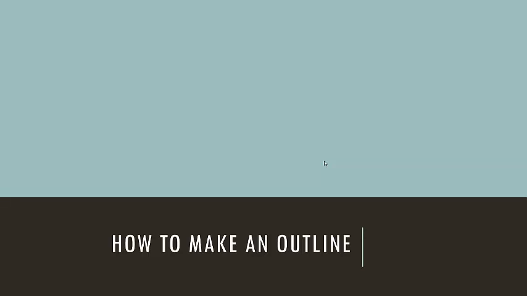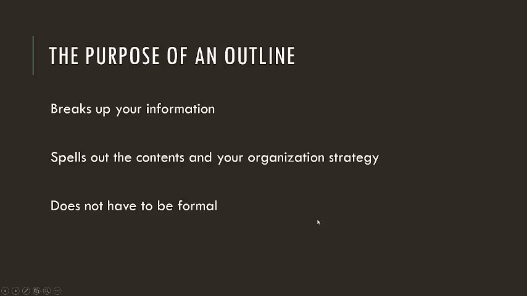Today we're going to discuss how to make an outline. So what's the purpose of an outline? Basically, it breaks up all your information that you've been researching thus far, looking through your scientific literature. It also spells out the contents and your organization strategy for the paper that you're going to be writing.